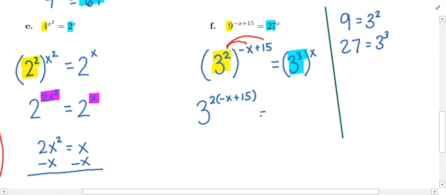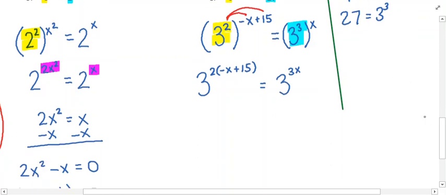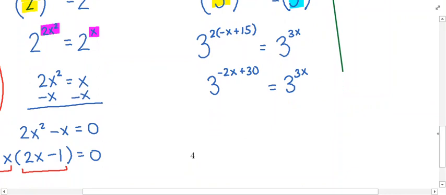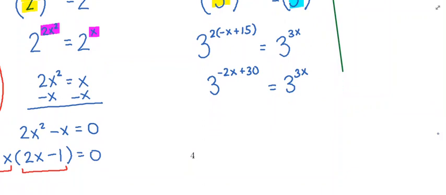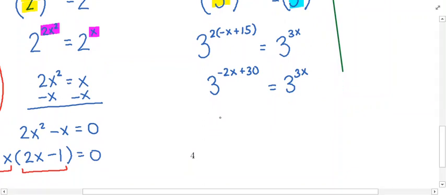On the right side, you also have a power raised to a power. Again, you're multiplying the exponents. So 3 times x is 3x. All right, so let me keep going. On the left, if I do the distribution, I'm going to get negative 2x plus 30 as my exponent. And then no changes to the right side. Now I've got base 3 on both sides. The exponents are completely simplified. So since I have the same base and simplified exponents, I can go ahead and equate the exponents.